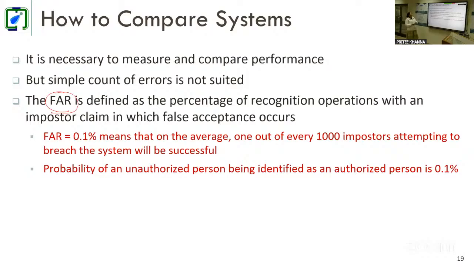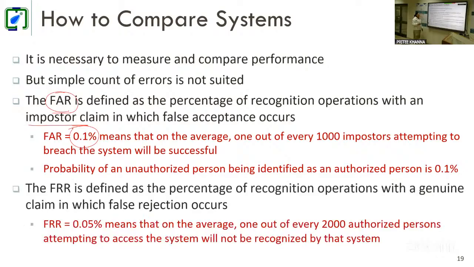The false accept rate is basically the rate, or percentage, at which an imposter is allowed access. False accept: an imposter is allowed access. If your false accept rate is just 0.1%, which is very small, what does it mean? It means that out of 1,000 imposters, one will get access. Basically, we say it is the probability of an unauthorized person being identified as an authorized one.